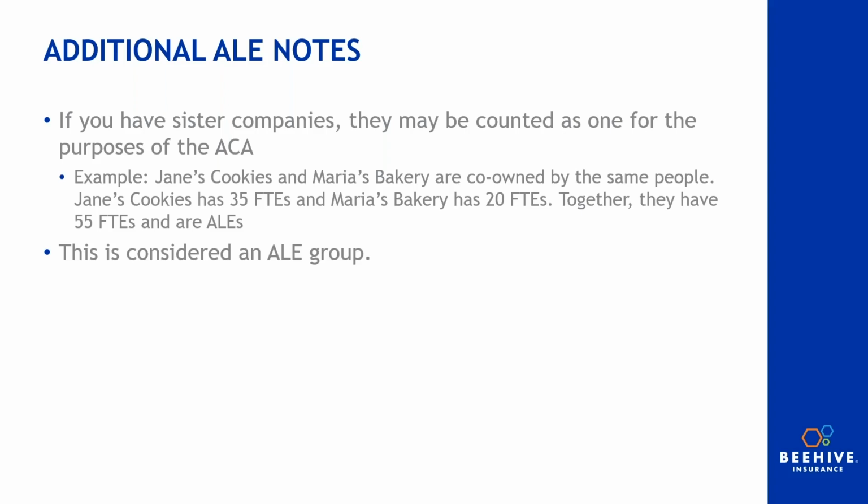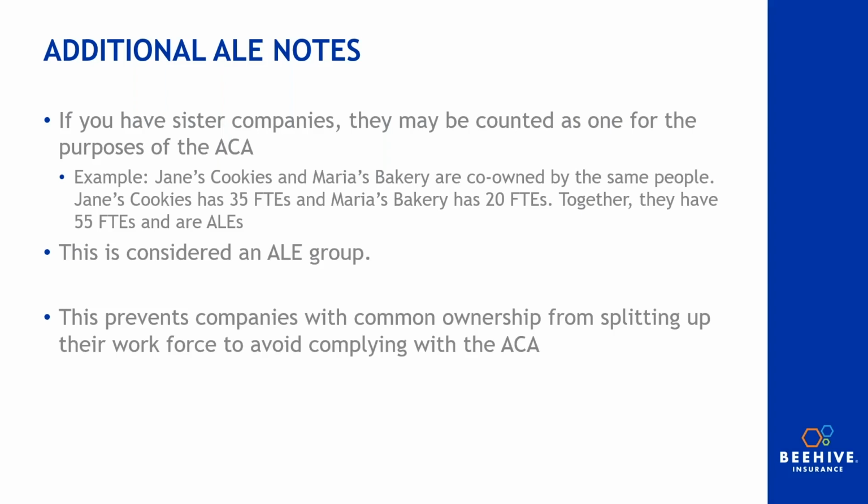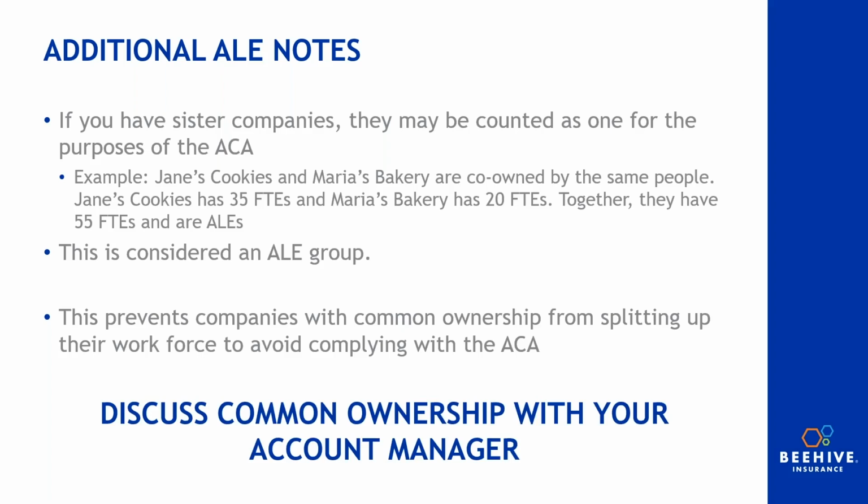So employers, it is important for you to let us know if you happen to have co-ownership with another company, or if one of your owners happens to have co-ownership, because we do need to count all of your full-time equivalents together. Simply, this prevents companies with common ownership from splitting up their workforce to avoid complying with the ACA. So Jane couldn't hire an employee and then have that employee move over to Maria's Bakery and end up working there. That employee would still be considered working under one company for the ACA. You do need to discuss common ownership with your account manager. So please bring that up.